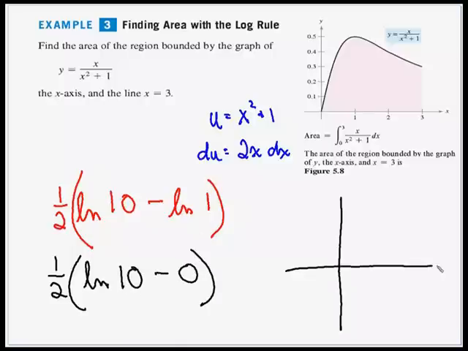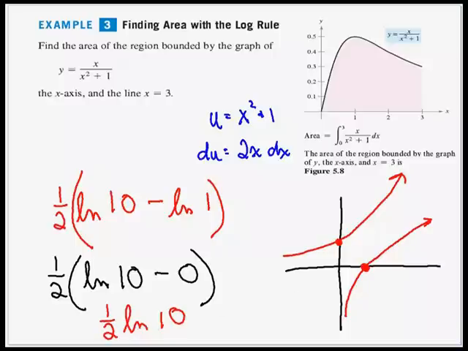The ln of 1 is 0. Remember, the exponential functions cross the y-axis at 0, 1, and they go up. And the natural log function crosses at 1, 0, like so. So the ln of an x value of 1 is 0. So we have 1/2 the ln of 10. And if you punch that into your calculator, you could get the approximation, approximately 1.151.